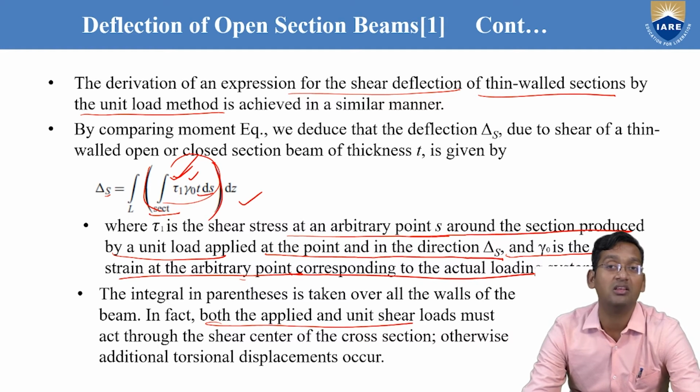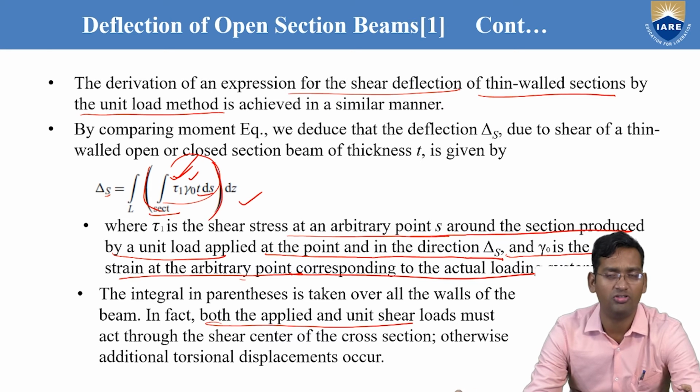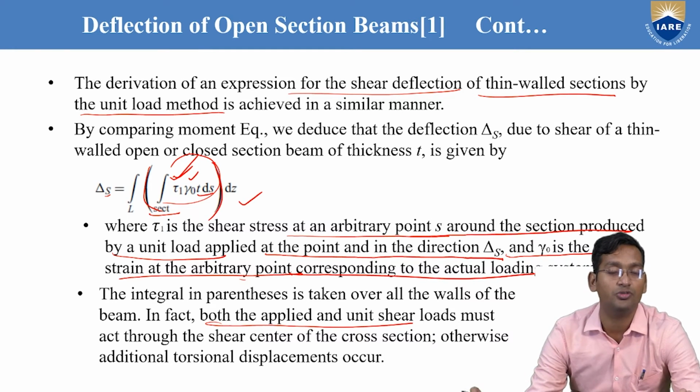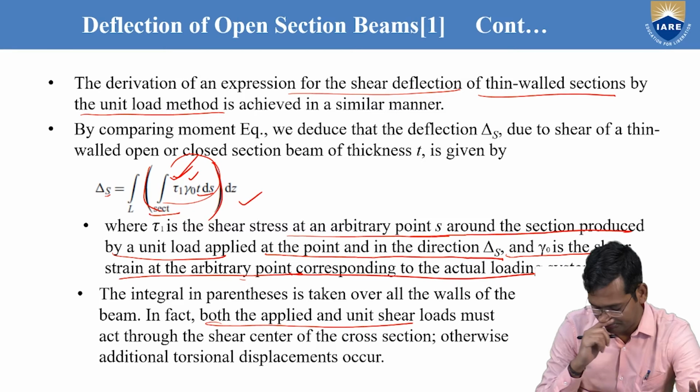Otherwise what happens? Some torsion will be there, and that will cause twist. Otherwise the additional torsional displacement occurs, and then we have to consider that also. So just to ignore this, as we had seen earlier also, we are assuming that the force is acting at the shear center. So there is no torsional displacement, or there is no torsion experienced by that beam.